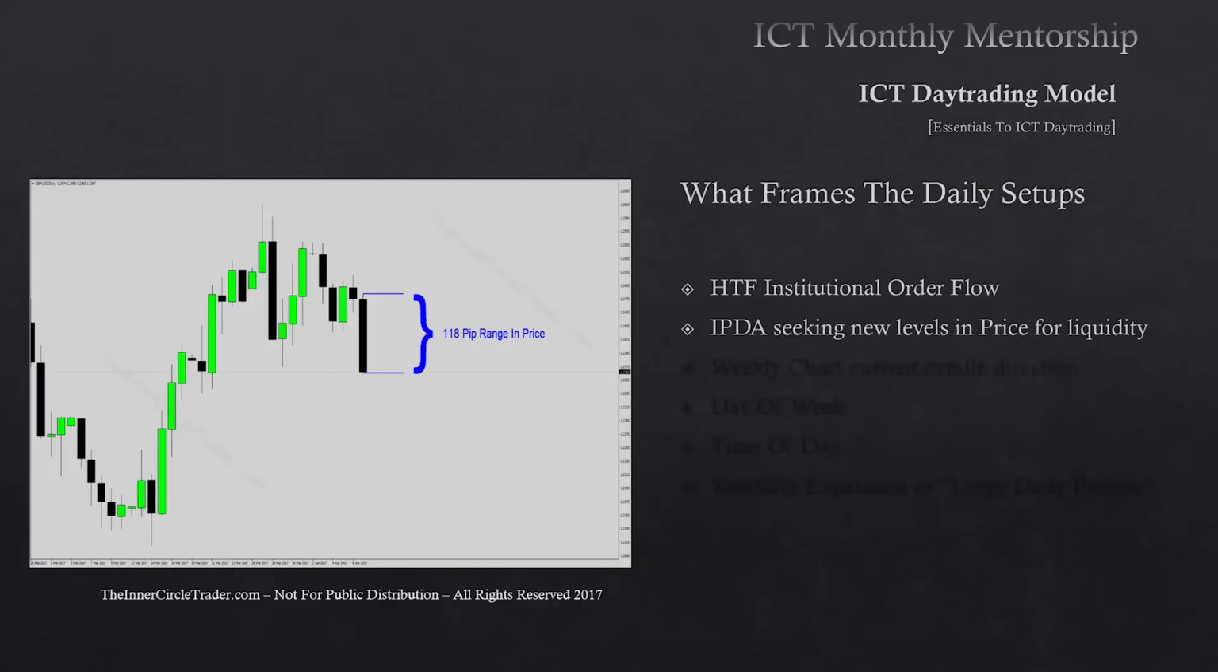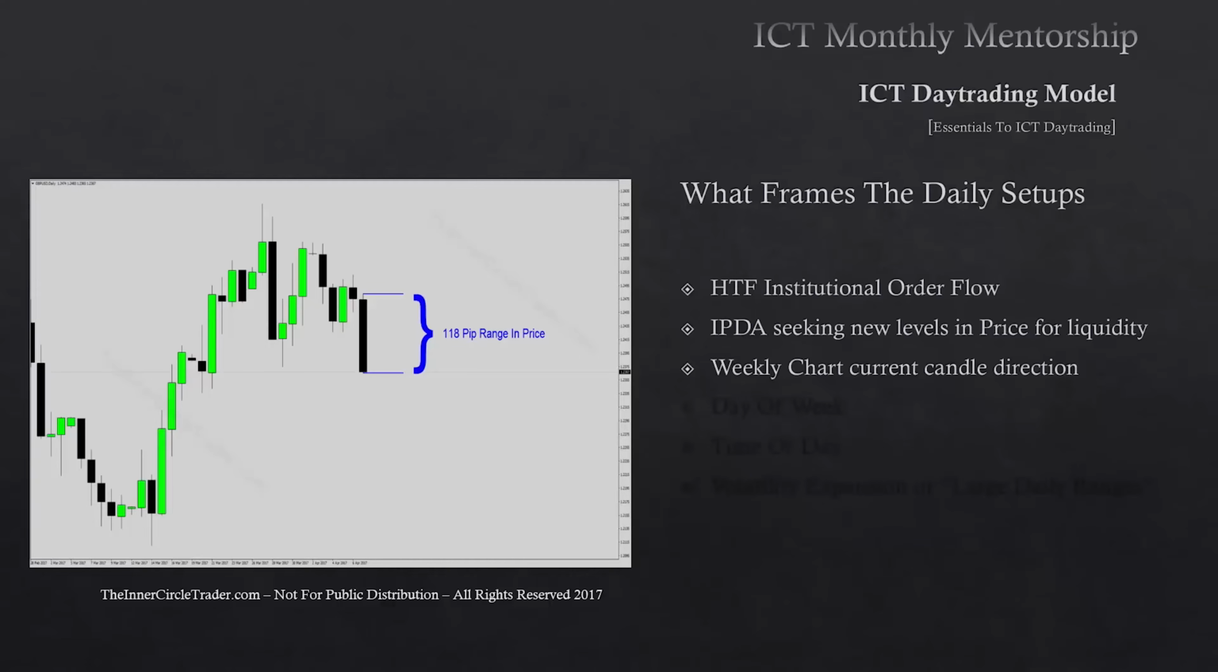Now, IPTA will be seeking new levels in price for liquidity. That's the role of the interbank price delivery algorithm. It seeks to move price to an area of new liquidity. The weekly chart or current candle's direction is what we're primarily working within. So what we're doing is blending our expectation of what IPTA may be seeking in terms of new liquidity above or below us in terms of market price, and we're forecasting the weekly candle direction that we're presently trading in.